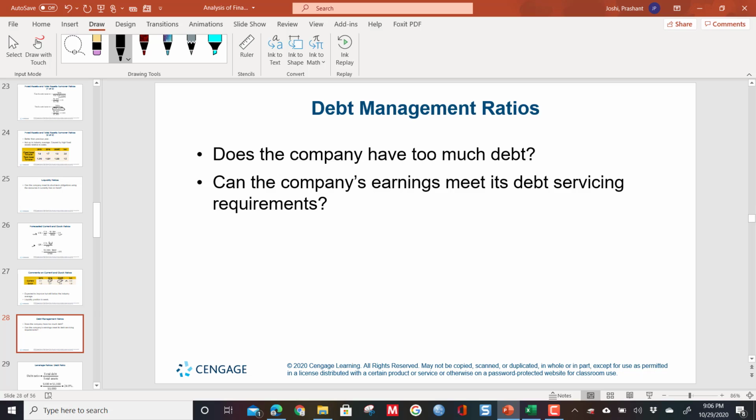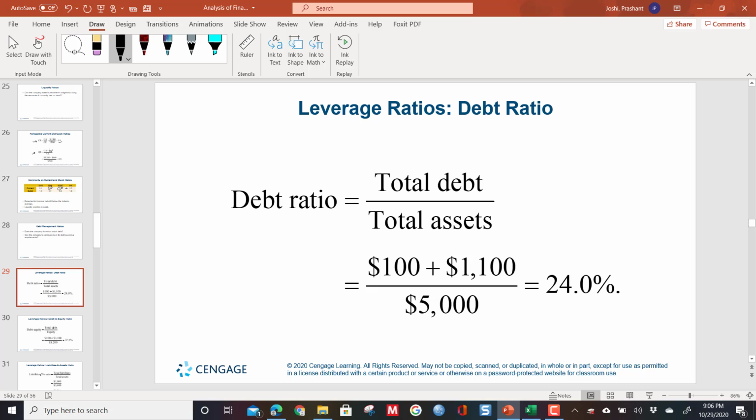Debt management ratio is helpful in deciding if the company has too much debt. Can the company's earnings meet its debt servicing requirement? So it's kind of a long-term solvency ratio, right? The earlier ones were the short-term liquidity position. Let's talk about long-term liquidity positions, right?